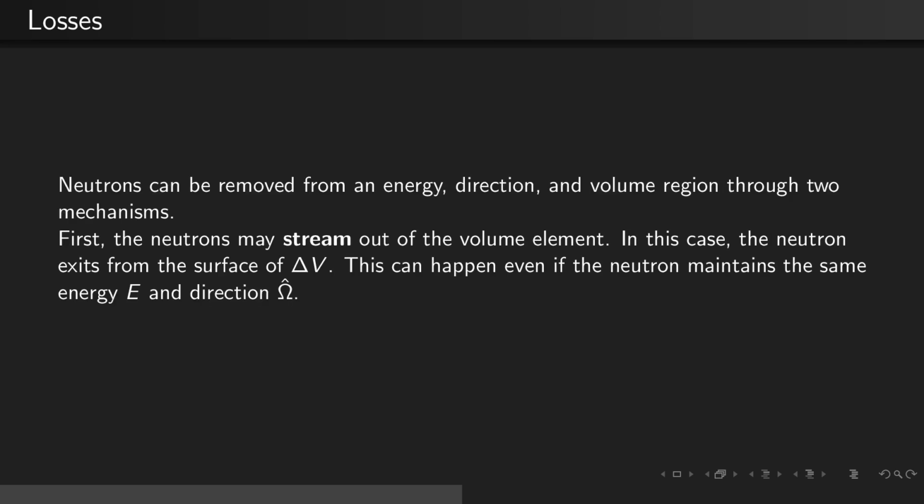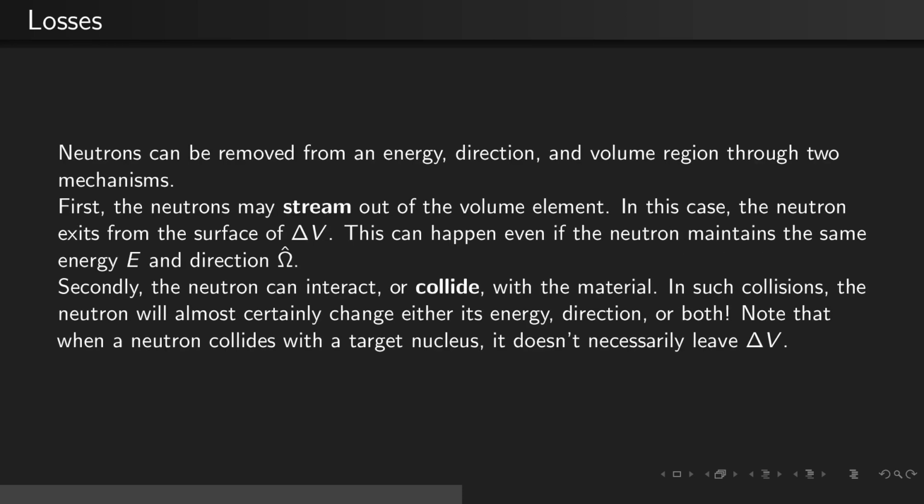First, the neutrons may stream out of the volume element. In this case, the neutron exits from the surface of delta V. This can happen even if the neutron maintains the same energy E and direction omega hat. Secondly, the neutron can interact or collide with the material. In such collisions, the neutron will almost certainly change either its energy or direction. Note that when a neutron collides with a target nucleus, it doesn't necessarily leave the volume element.